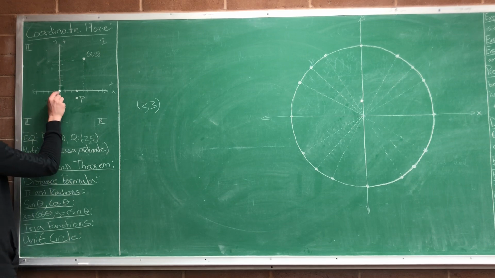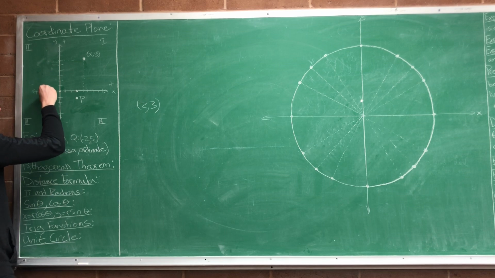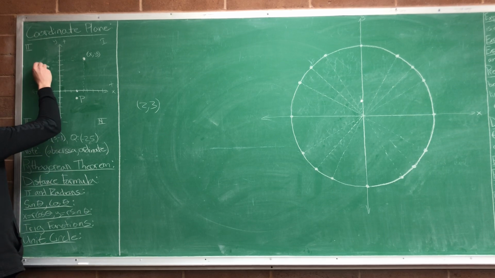One more? Alright, coordinates -2, 5. Where's that? -2, we need to go a directed distance of -2 from our y-axis, 1, 2. And then we need to go a directed distance of 5 from our x-axis. 1, 2, 3, 4, 5. And that's a point right there, our point Q.